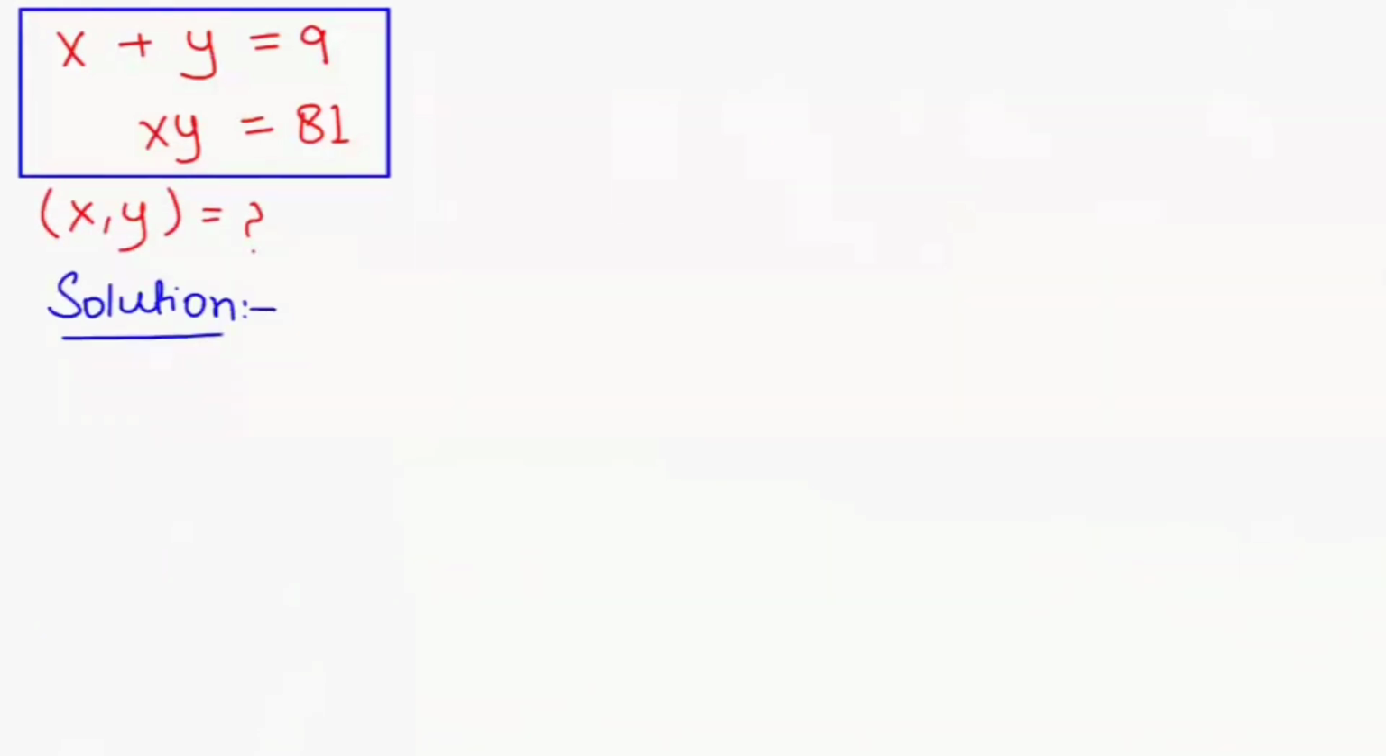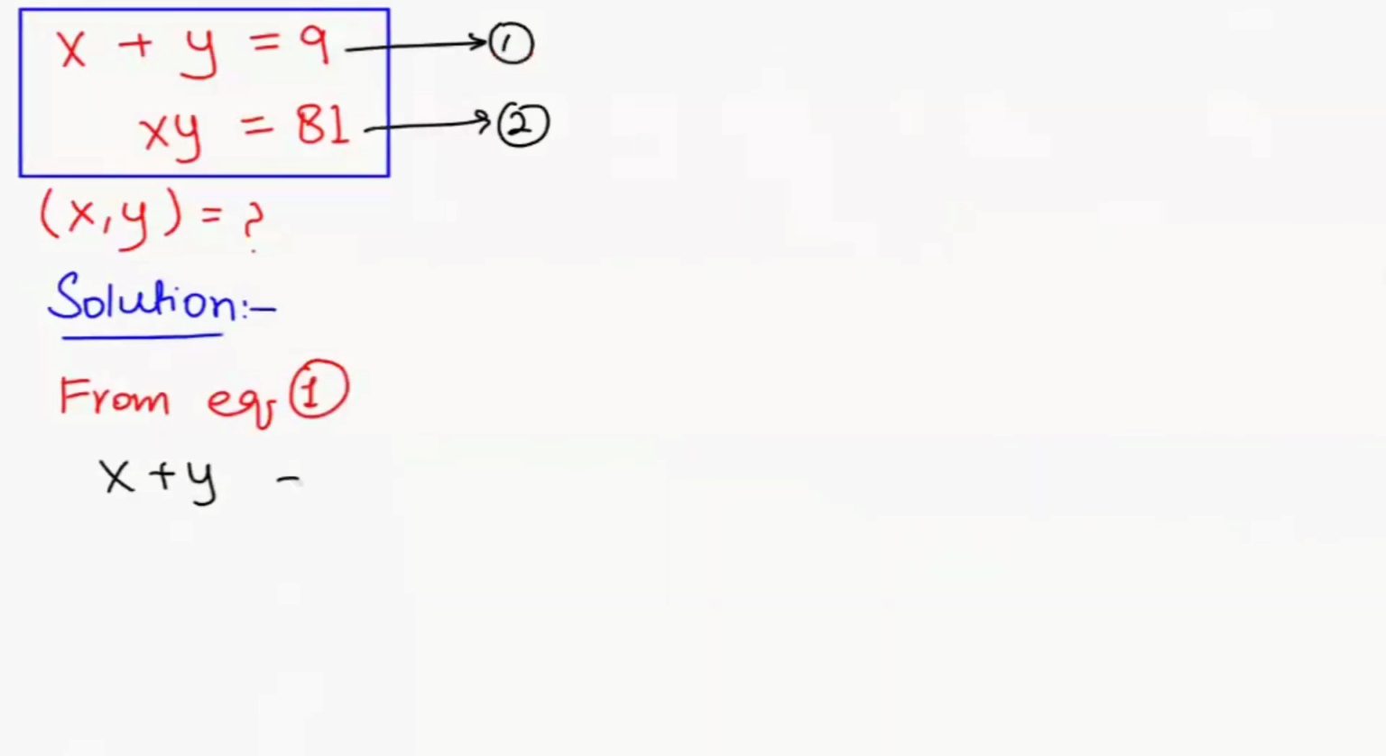In the first step, I am going to name this equation as 1 and this as 2. So from equation 1, x plus y equals 9. Now I'm going to make y the subject. I'm going to take this x to the right hand side, where we'll get y equals 9 minus x. I'm going to name this equation as 3.